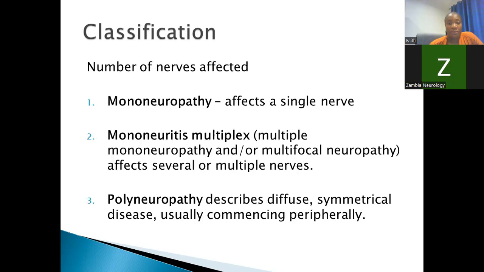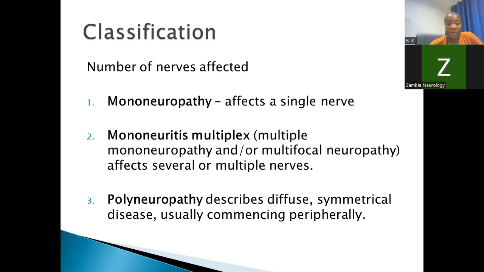So we'll go through these different classifications, see how peripheral neuropathy can be classified, and tied to each of these classifications will also be different etiological causes of the neuropathy. So in terms of the number of nerves affected, there are mostly three ways that you can classify it. You can have a mononeuropathy, in which only a single nerve is affected. You can also have what is called a mononeuritis multiplex, where you have different individual nerves that are affected at different sites.